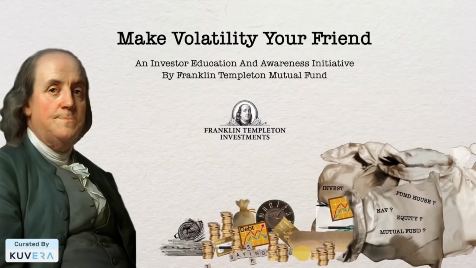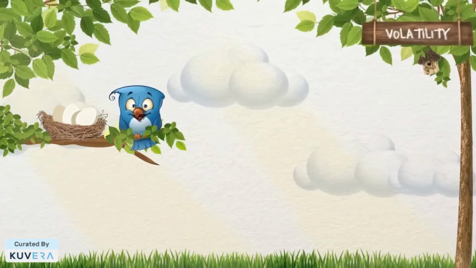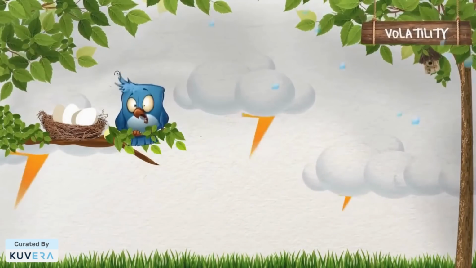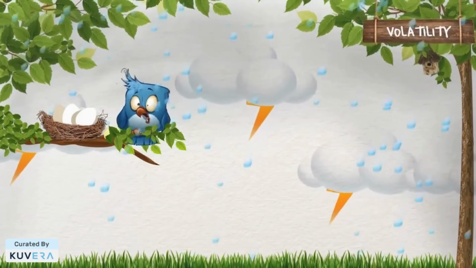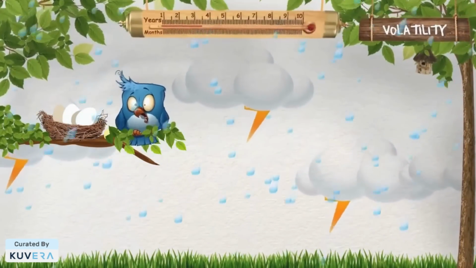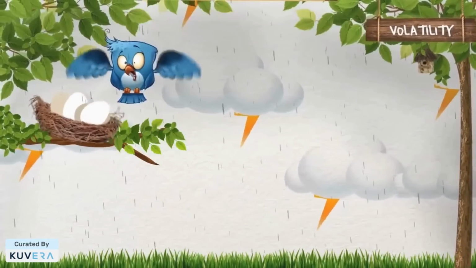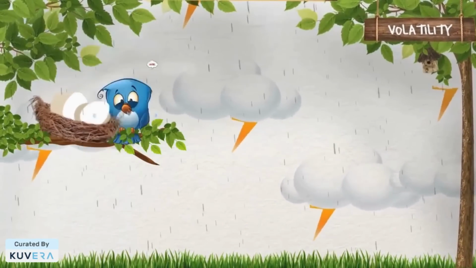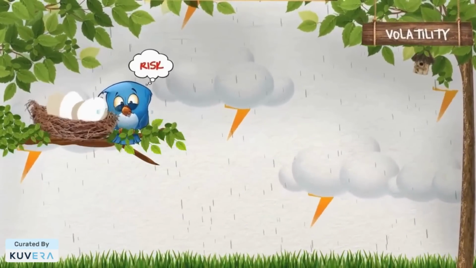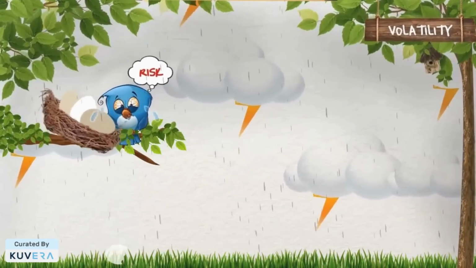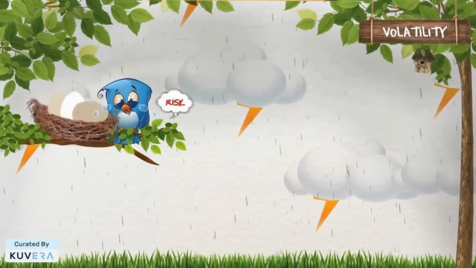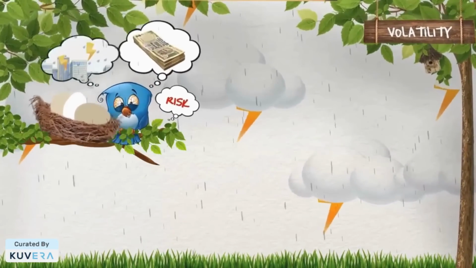Make volatility your friend. We know what volatility means. It means something scary, something unpredictable. An investment is volatile when it fluctuates in its value over a period of time. The more the fluctuation, the greater the volatility. And it's risky, because these uncertain fluctuations may affect your investments negatively. Oh yeah, you don't want to risk your hard-earned money to the volatility in the market.